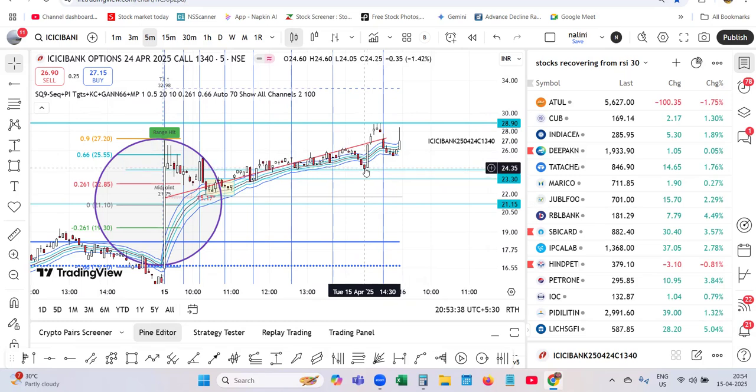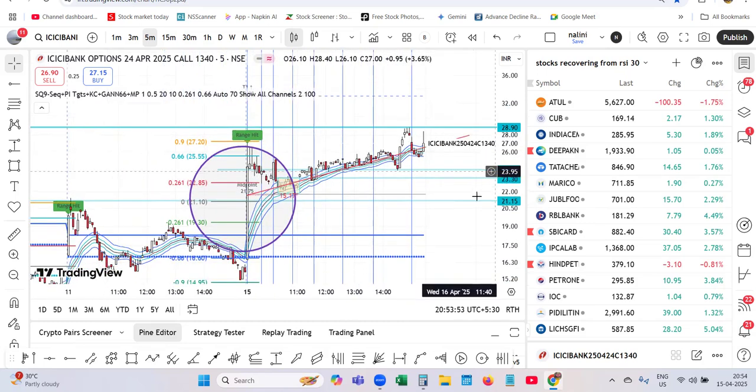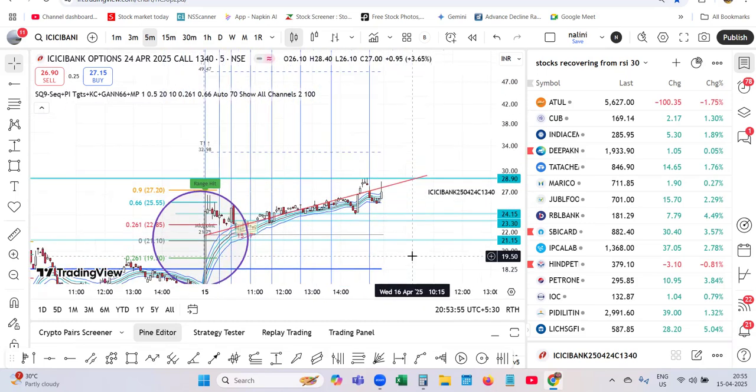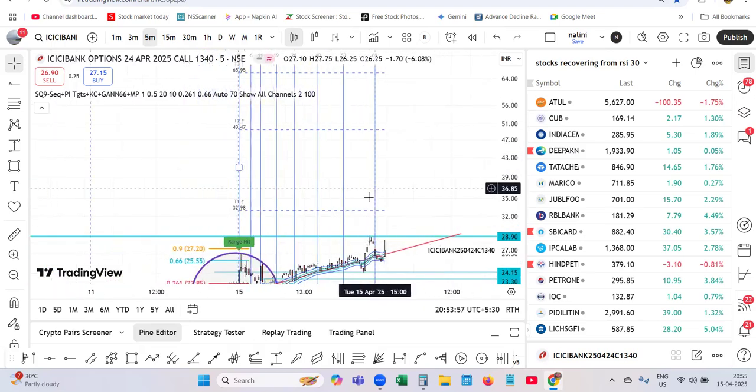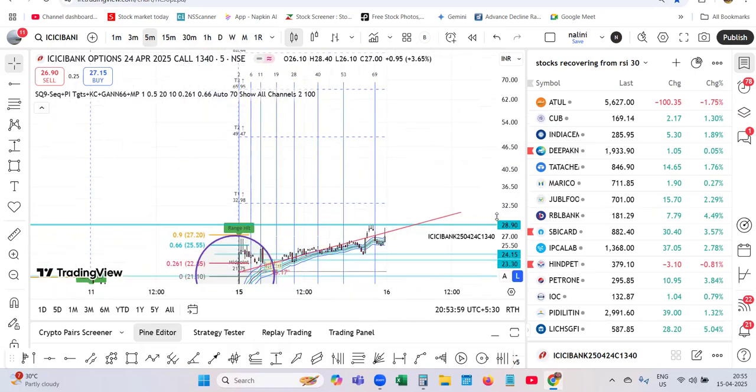You will not panic because this is the time cycle. This is the time cycle high, that is the 11:10:45 high, which was 23.35. You can keep the stop loss and you can ride the trend. Probably this ICICI Bank call option may move higher tomorrow.